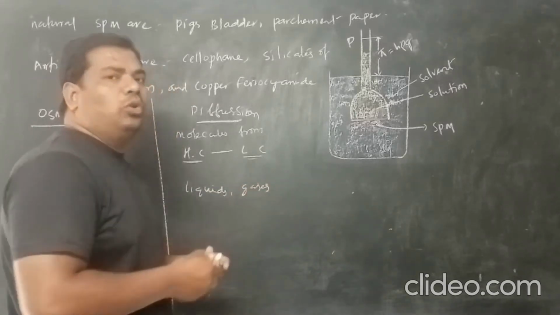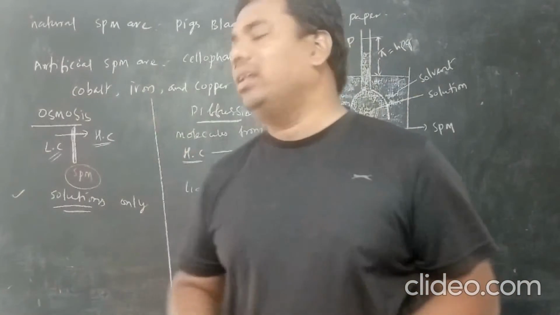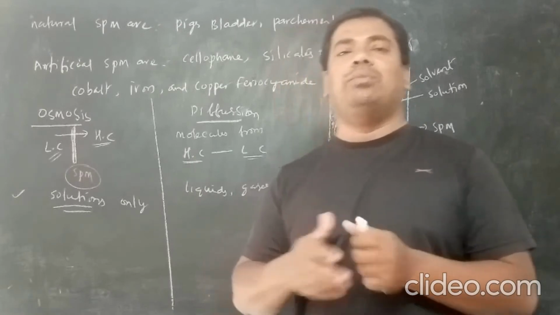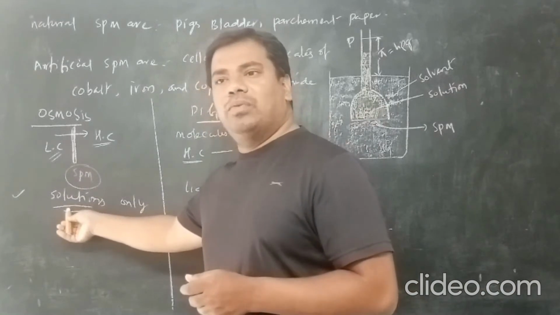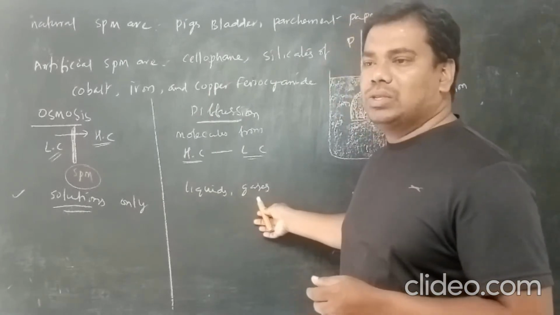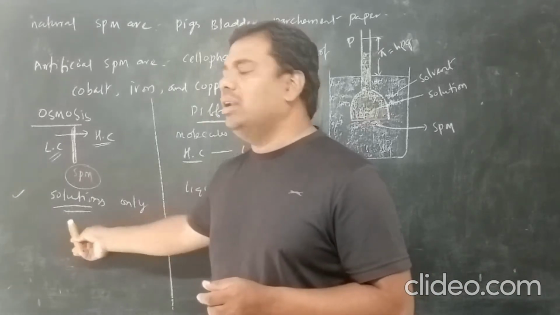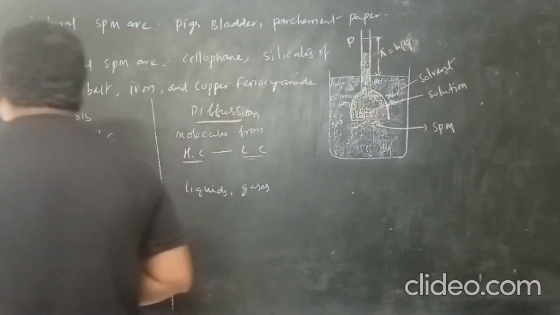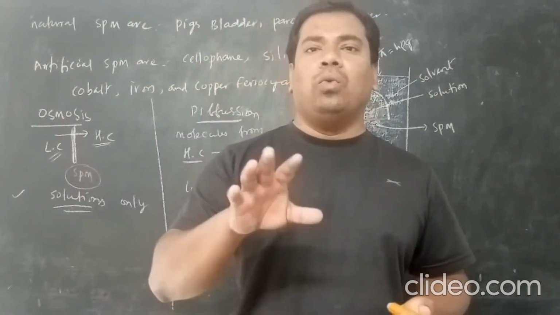So the molecules move randomly, so they cannot move in a fixed manner. So the movement of liquid molecules and the movement of gaseous molecules takes place in a random manner. Clear, students? So here it is applicable for solutions only, but there it is applicable for liquids and gaseous molecules. Okay, clear, student? In the osmosis process we require a semi-permeable membrane. So here a semi-permeable membrane is not required. Okay, clear, student? Right.